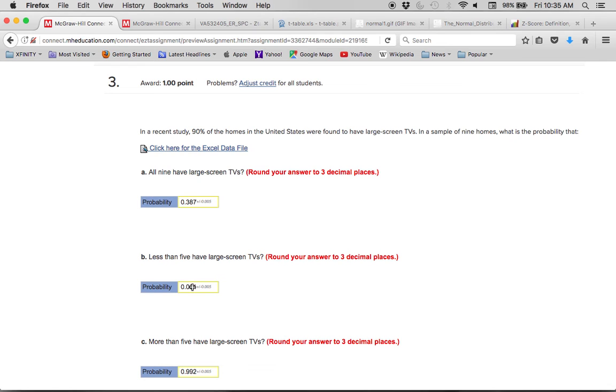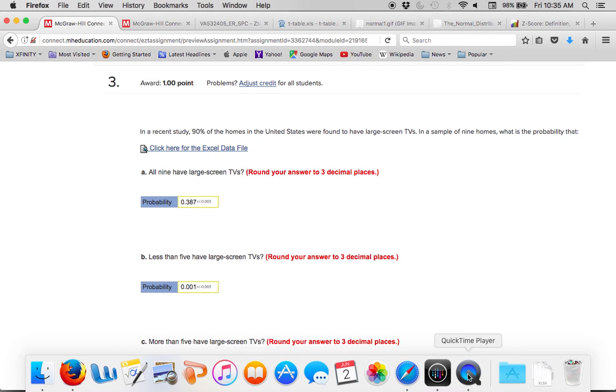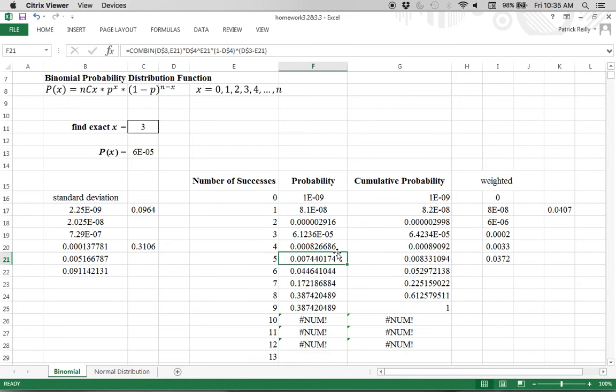0.007. Well, that's not right. Oh, it's less than 5, right? Less than 5. So what does that mean? Well, it means 4 or 3 or 2 or 1 or 0, right?